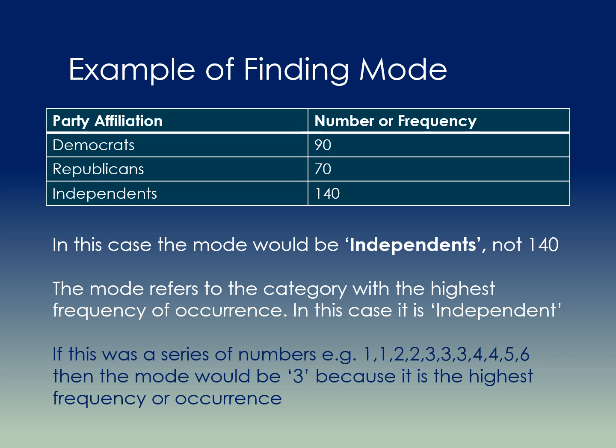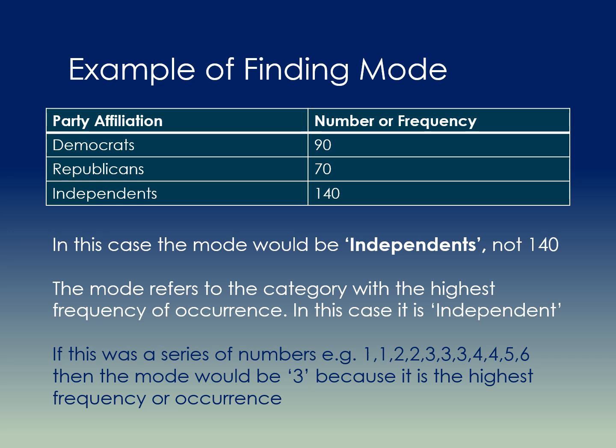So here we have 2 examples on this slide. Here it's party affiliation. We've got Democrats, 90 people said they were Democrats. Republicans, 70 people said they were Republicans. And independents, 140 said, no, I'm an independent. So what would be the mode in this case?